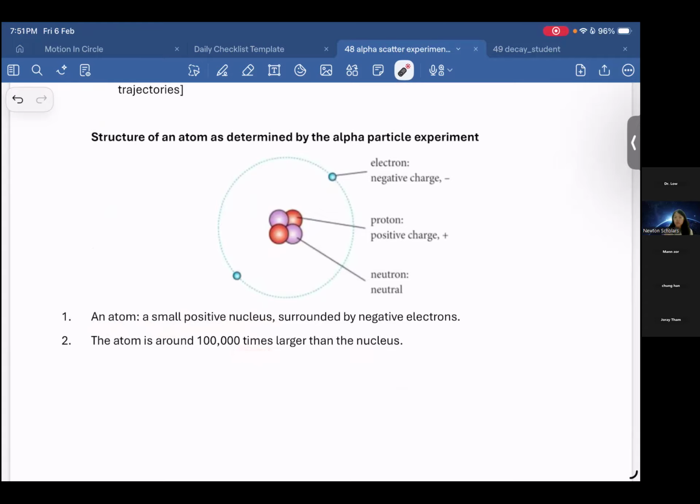So the nucleus actually is very, very small. But most of the mass actually is concentrated here.